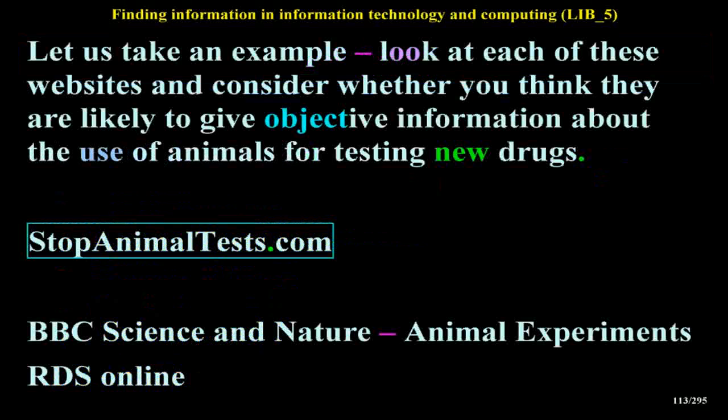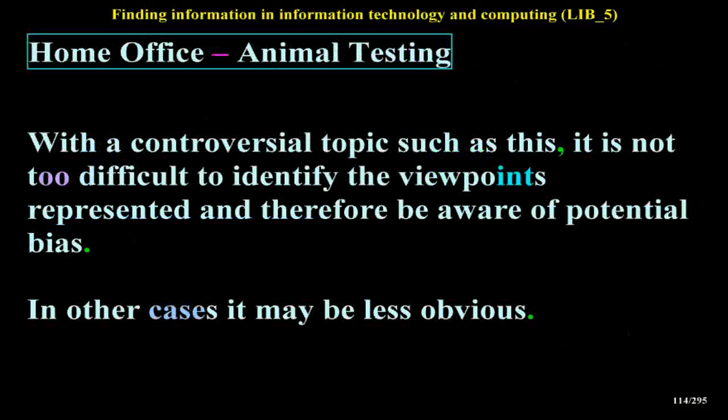Let us take an example. Look at each of these websites and consider whether you think they are likely to give objective information about the use of animals for testing new drugs. Stop Animal Tests. BBC Science and Nature Animal Experiments, RDS Online, Home Office Animal Testing. With a controversial topic such as this, it is not too difficult to identify the viewpoints represented and therefore be aware of potential bias. In other cases it may be less obvious.